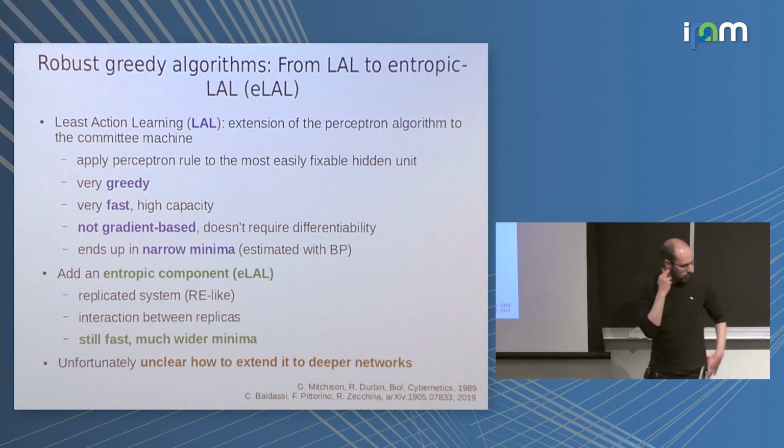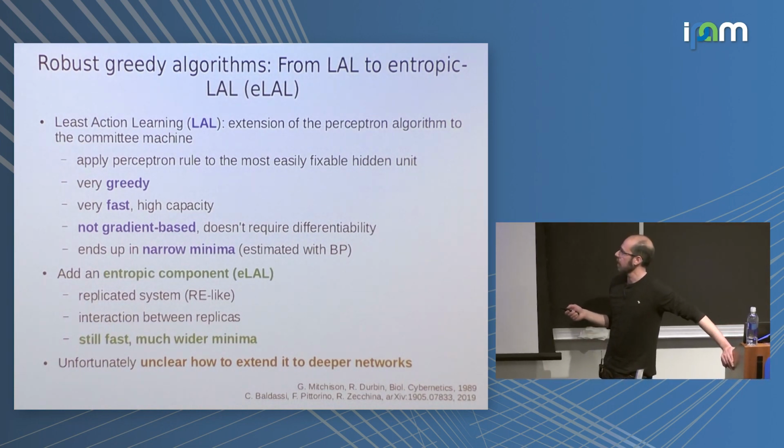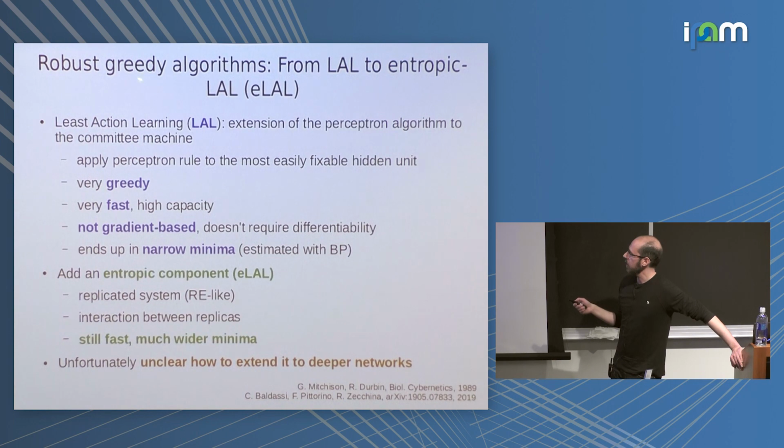Another algorithmic approach is this one. In this case, what we did was we took an algorithm which is, I mean, kind of not exactly new. It's from 1989. It's not very well known. It's called least action learning, and it's an extension of the perceptron algorithm to the case of the committee machine. It's a heuristic extension. There's no proof that it should work, but it actually does work very, very well.